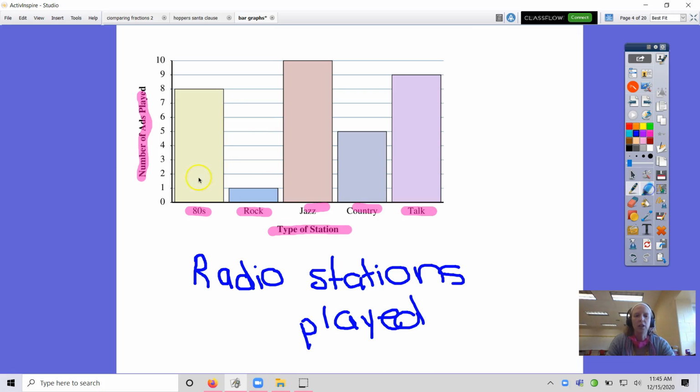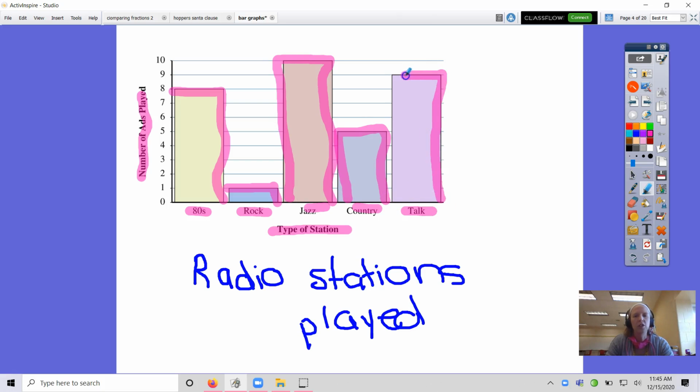As I look, I can look at the 80s radio station and tell that it was played 8 times. The rock radio station, 1 time. The jazz, 10. That has to be the highest. The country one was played 5 times, and the talk radio station was played 9 times.